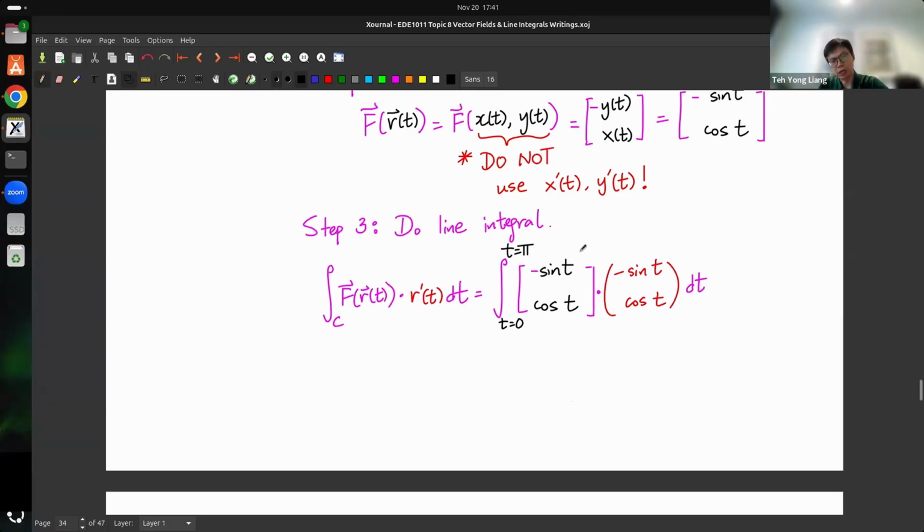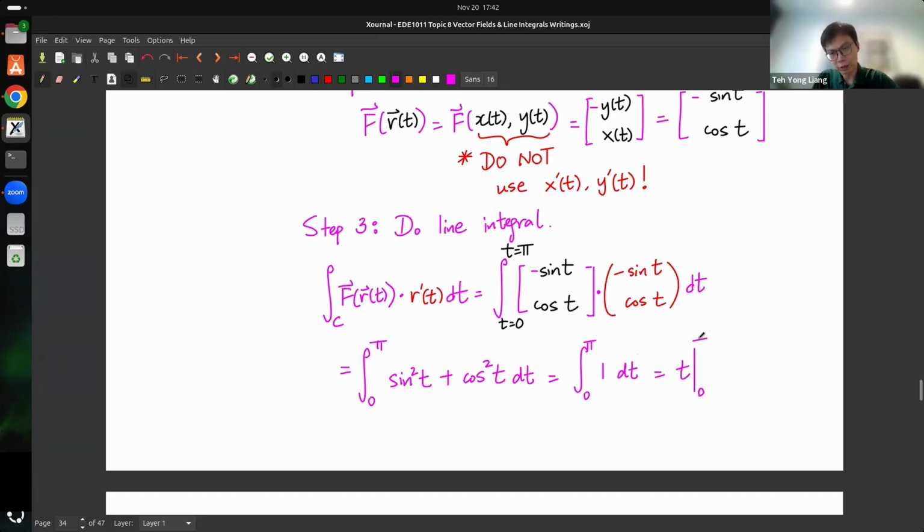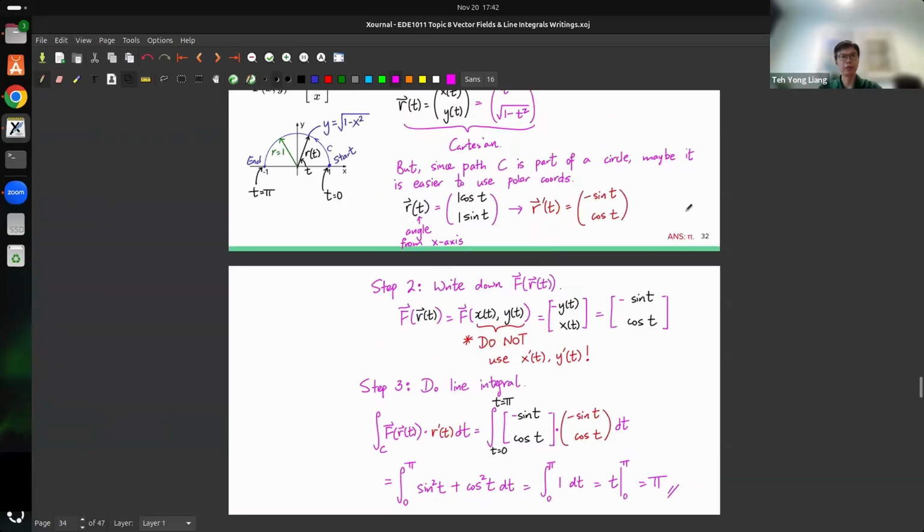So this is the setup of the line integral. If you write this down, you get a lot of marks already. The integration is actually quite trivial. Integrate from 0 to pi: minus sine t times minus sine t is sine squared t, plus cosine squared t, dt. But this is obviously the integral from 0 to pi of 1 dt. The integral of 1 is just t, evaluated from 0 to pi. So therefore it's pi. So the line integral here is just pi.